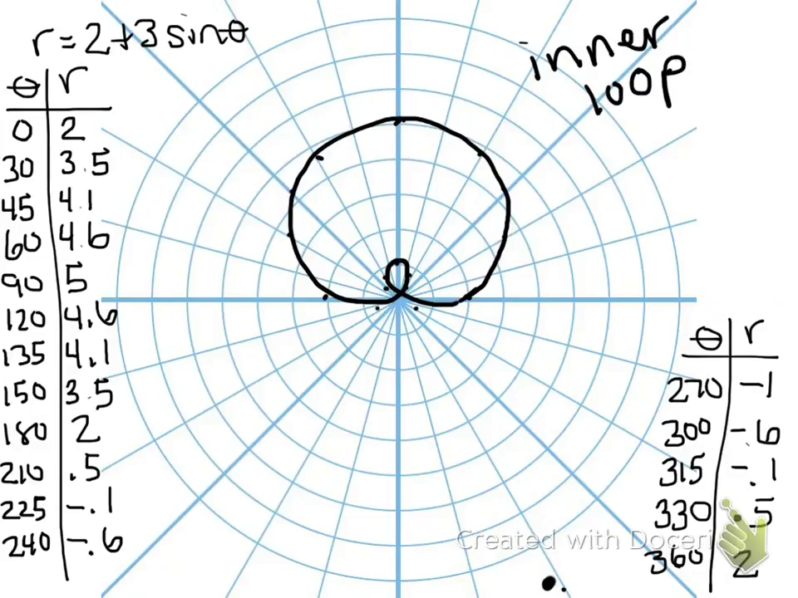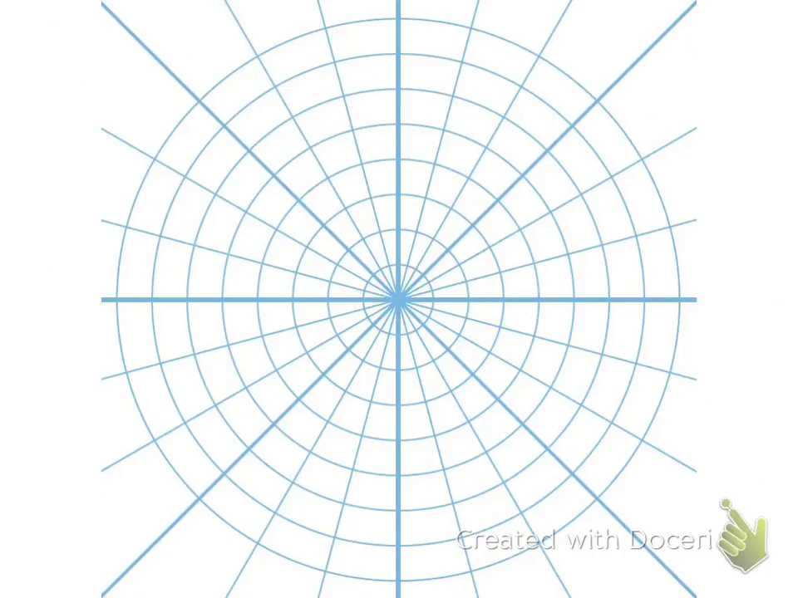Okay, so we've talked about 3 different types of limacons. Let's recap that and get rid of the scrap paper because we don't need it right now. So again, these are called limacons.